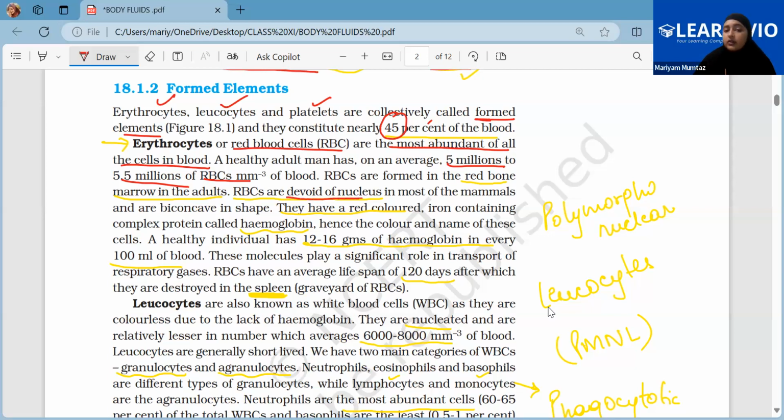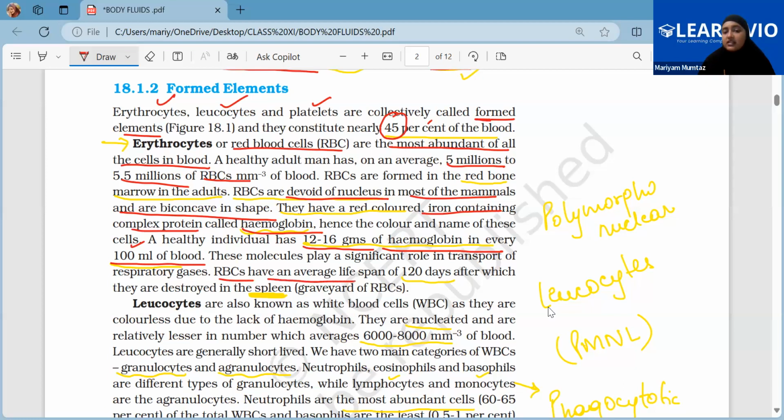RBCs are devoid of a nucleus. They are enucleated in most mammals and are biconcave in shape. They have a red colored, iron containing complex protein known as hemoglobin. Hence the color and the name of the cells. Because they contain the red pigment protein hemoglobin, they are called red blood cells. A healthy individual has 12 to 16 grams of hemoglobin in every 100 ml of blood. These molecules play a significant role in the transport of respiratory gases.